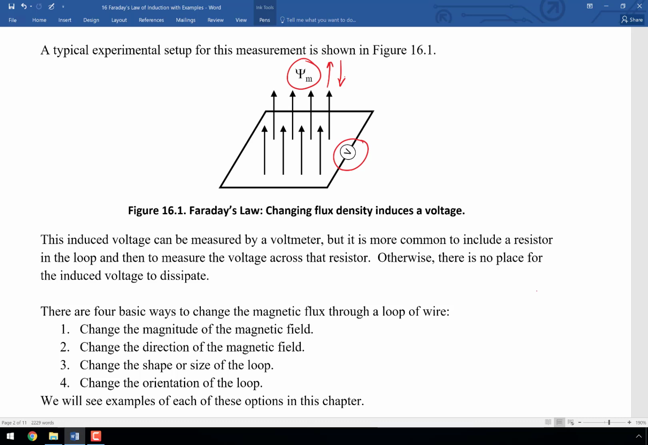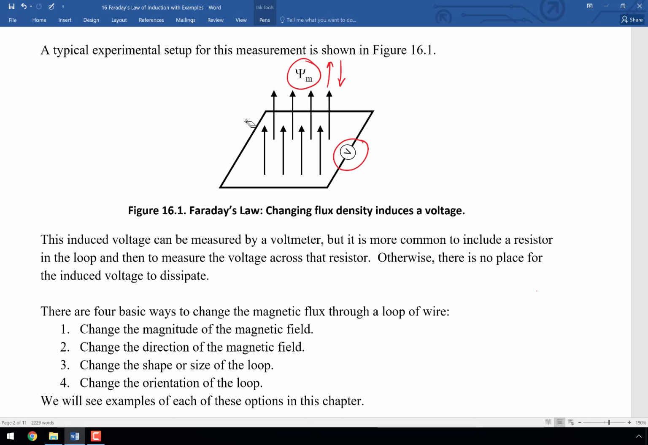You can change the direction of the magnetic field. So rather than being perpendicular, as it's shown in figure 16.1, maybe the magnetic field is all of a sudden going to be pointing off in a different direction. That would be, for example, if you had a fixed loop and you're moving a magnet around it. Well, you would induce a magnetic flux that's going to be changing if you did that.